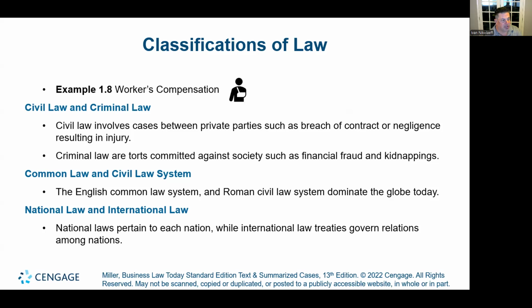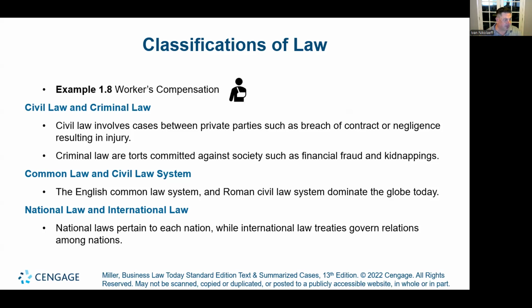And then you have criminal law, in which case it's some form of wrong committed against society as a whole. This could be financial fraud, kidnapping, or any form of harming somebody, and that's considered a law against society, in which the police, the county, the state, or the federal government are the prosecutors. So in civil law, another person, a fellow peer, is the prosecutor, and in criminal law, some form of government is prosecuting the case.